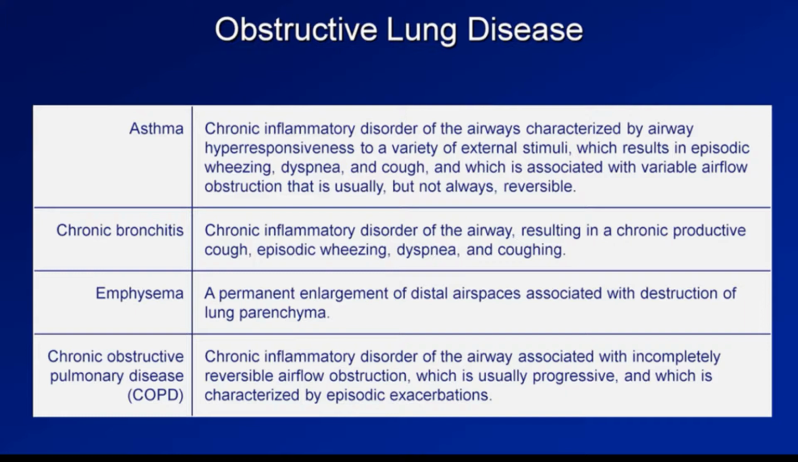Chronic bronchitis, the definition is much simpler. It's a chronic inflammatory disorder of the airway resulting in chronic productive cough, episodic wheezing, dyspnea, and coughing. The key word here is chronic productive cough. Emphysema, a permanent enlargement of distal air spaces associated with destruction of lung parenchyma. And the key word here in emphysema is destruction.